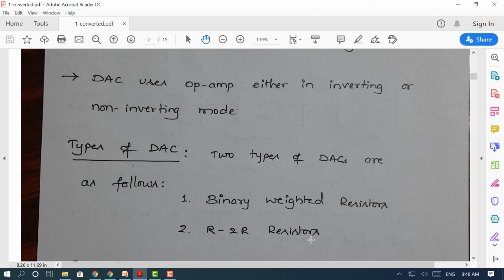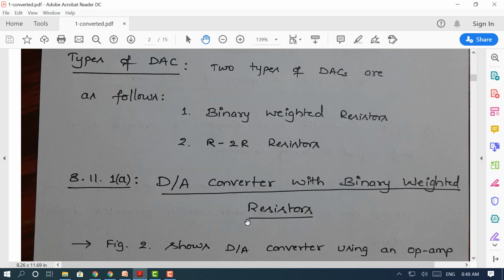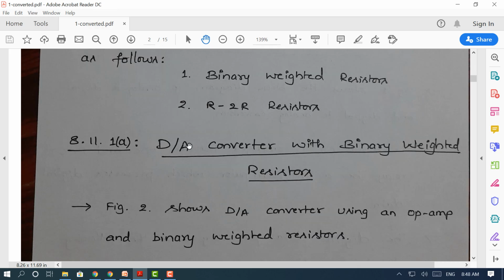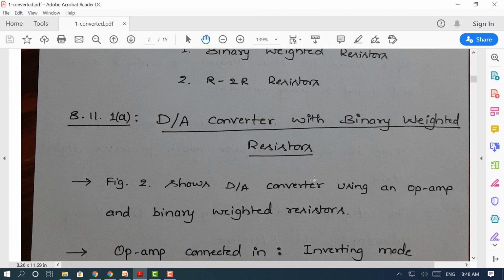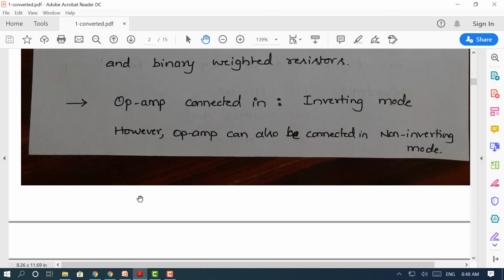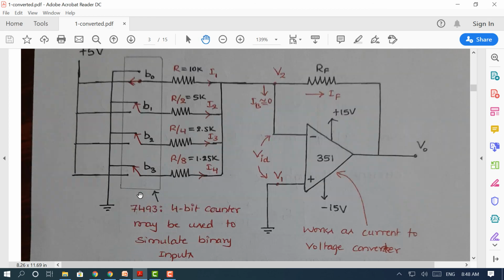Now we will start with binary weighted resistor type digital to analog conversion. We'll try to understand the circuit details, analysis, working, and all those things related to these two converters, and let's see them. So, digital to analog converter with binary weighted resistors. Let's take up the circuit straight away. The circuit is as shown here.